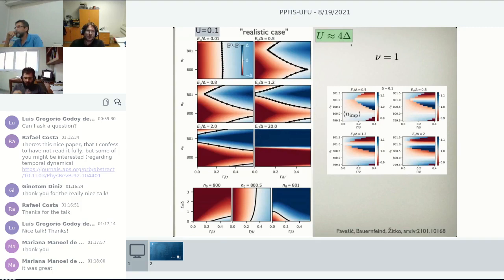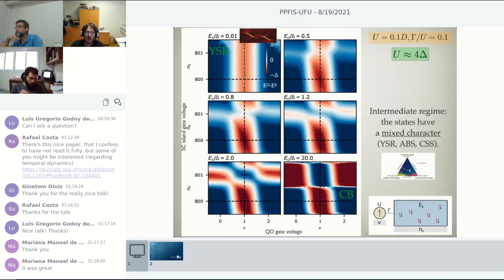Okay, but now more importantly, when U is smaller, it's also interesting to see what happens when we go away from the half filling point. And actually, this will be the regime where the effects of the charging will become the most pronounced. And now this is an example of such a calculation. So for increasing EC, we go from the regime where this charging did not play any role. And now we plot the results in the plane of both gate voltages.